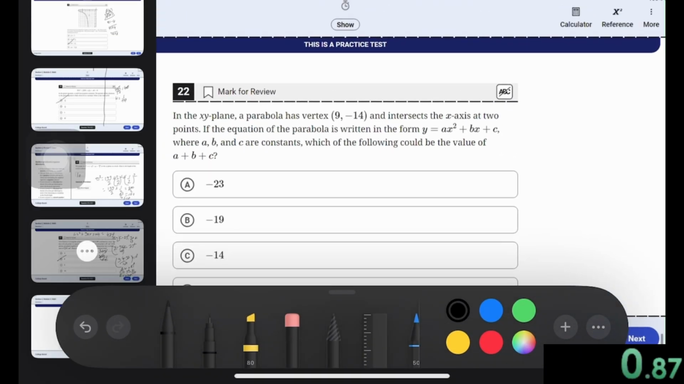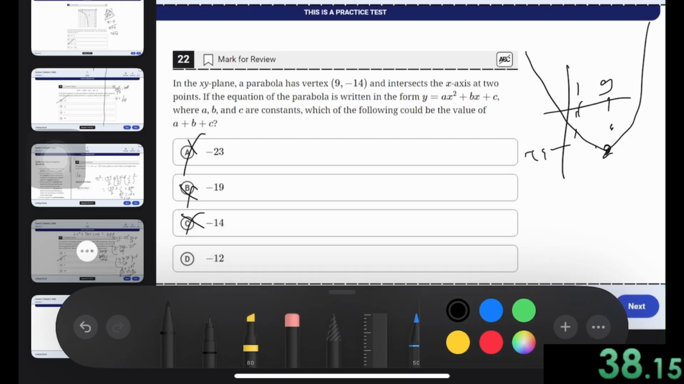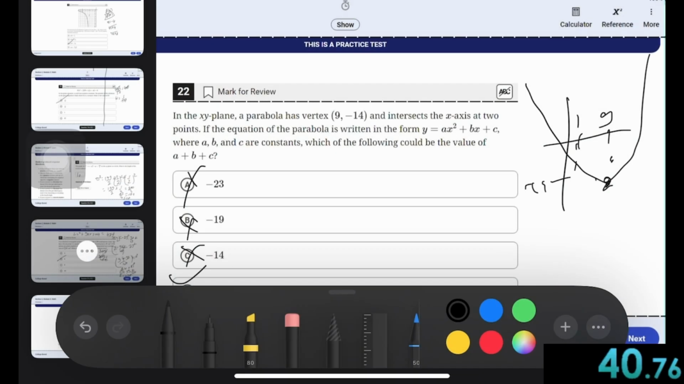Okay, now in the xy plane the parabola has a vertex of (9, minus 14). Here is 9 and here is minus 14, so here is the vertex, and it intersects the x-axis at 2 points, kind of like this. If the parabola is written in the form y is equal to ax square plus bx plus c, where a, b, c are constants, which of the following could be the value of a plus b plus c? That means we are inputting the value of x as 1. If at x equals 9 we are getting minus 14, at x equals 1 we are going to get something bigger, and that is not minus 23, not minus 19, not minus 14, but yeah, minus 12. So yeah, done and dusted.